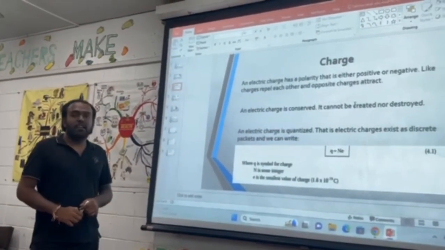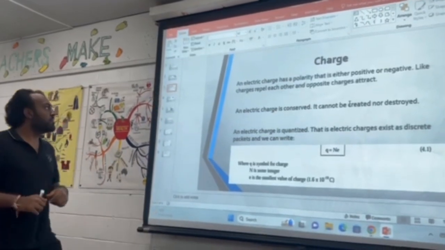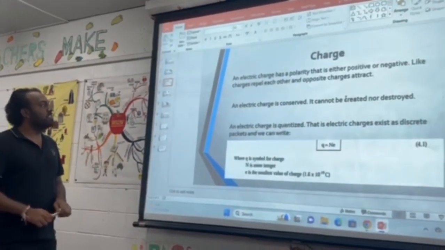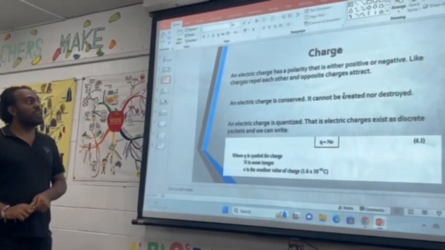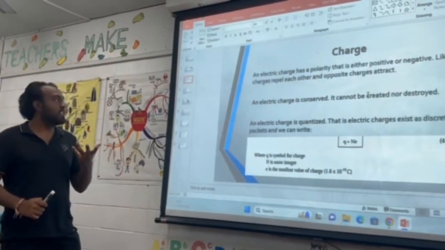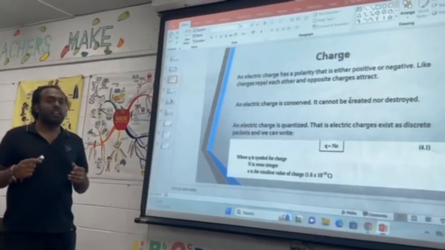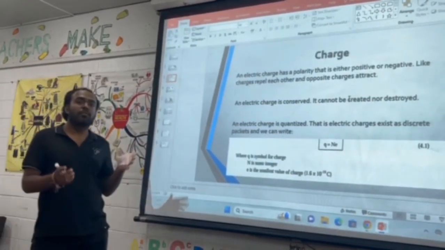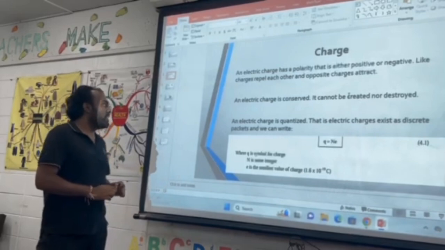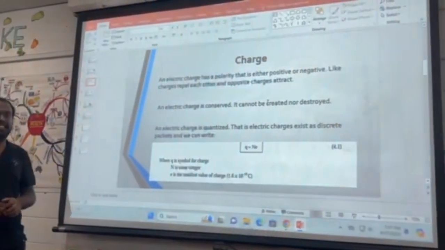So there are two types of charges. One is positive and one is negative. An electric charge is conserved. It cannot be created nor destroyed. As you all know, any charge or any energy is neither destroyed nor created. It either changes form or moves from one place to another. Can you read the last one, Isaac?